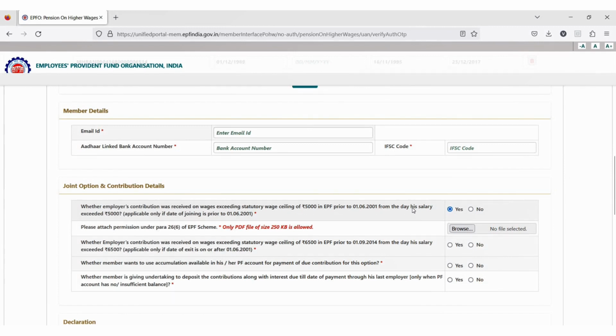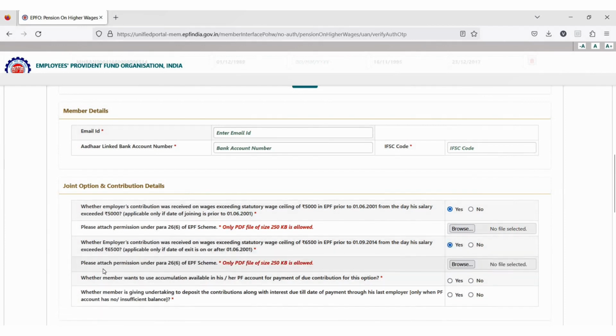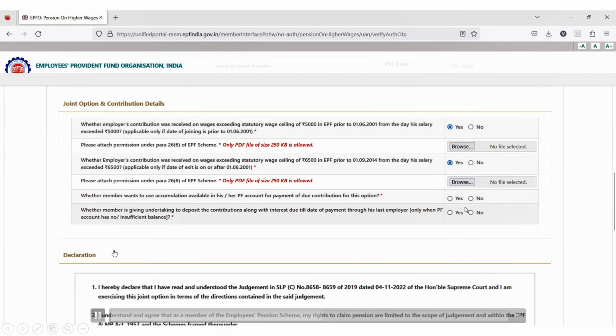The first question is applicable only for those if the member's date of joining is before 1st June 2001. Here, when you click yes, a drop-down window will appear where you have to upload permission under Para 26(6) of the EPF scheme as specified above. The second question is applicable only if the date of joining is on or after 1st June 2001. The same above question is repeated except for the date and salary ceiling amount. If your answer is yes, you need to upload permission under Para 26(6) of the EPF scheme.